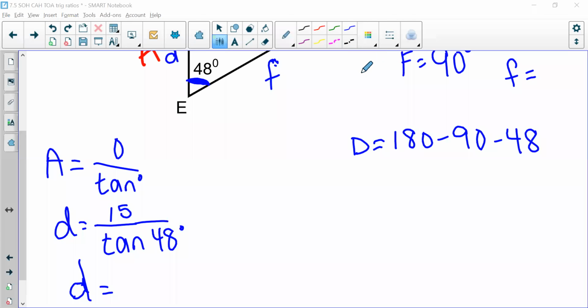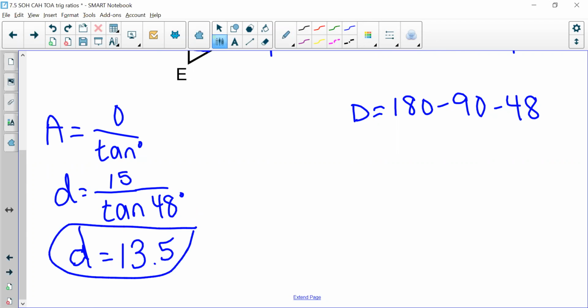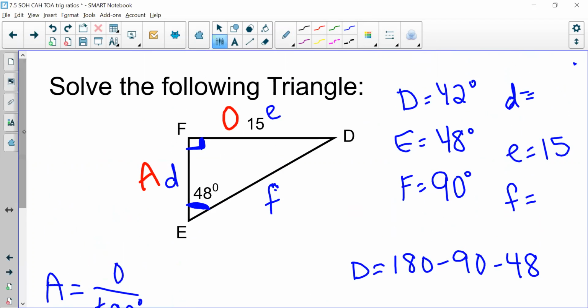Okay, nice job, guys. So I left it at 13.5. Some of you in the chat rounded that to 14, but let's just, for side lengths, leave one decimal place. So 13.5. I'm going to fill that in up here.